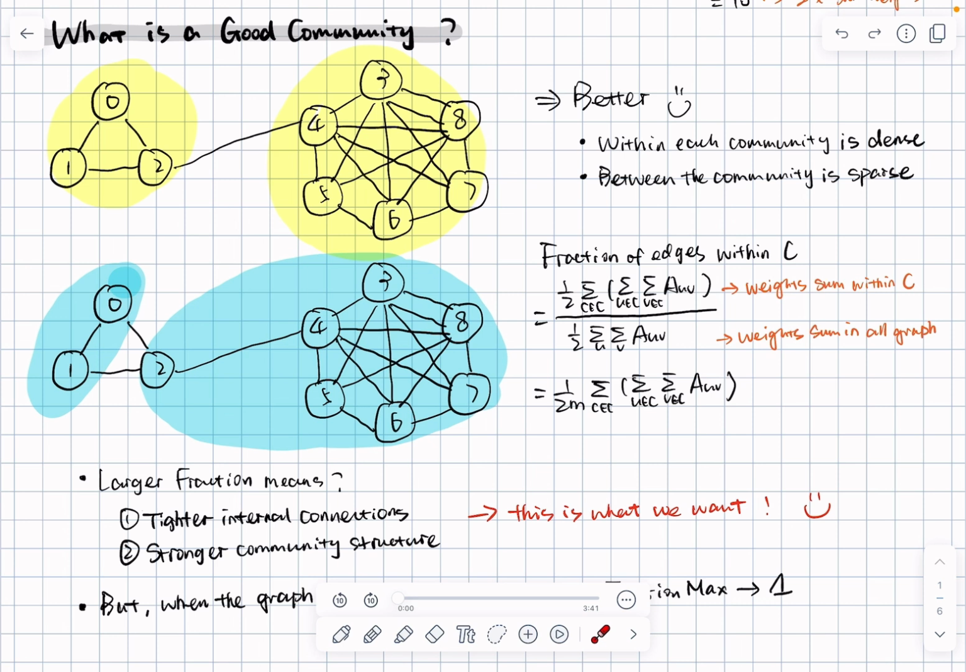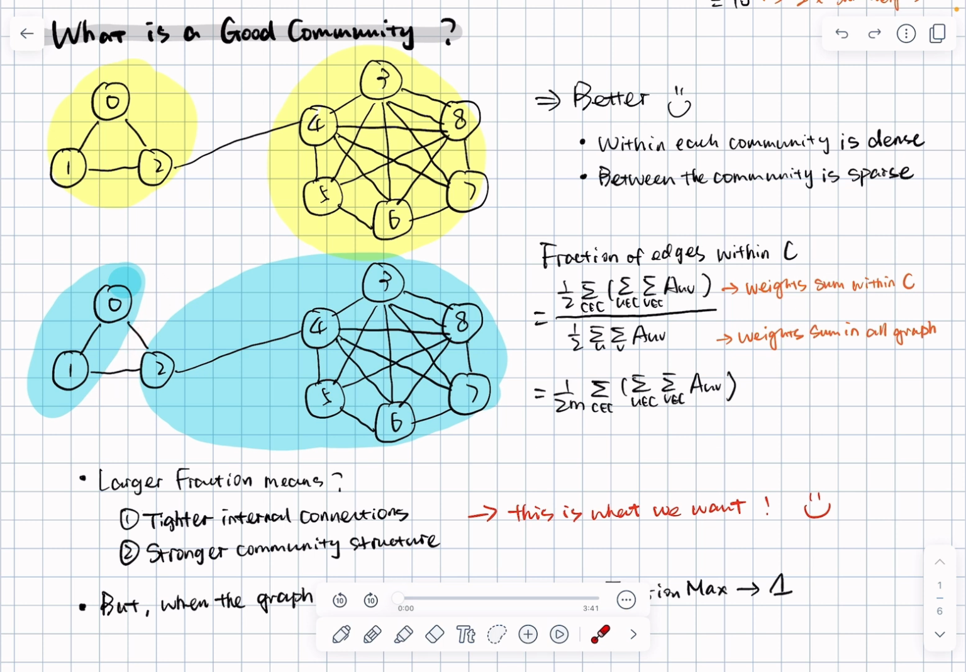So what is a good community? Here we got 2 graphs. They are exactly the same, but the way they cluster the nodes is different. So which one is better? Obviously, the yellow one is better because inside each community, nodes are highly connected, and between the communities, there are fewer links. For example, here is only 1 and here are 2.